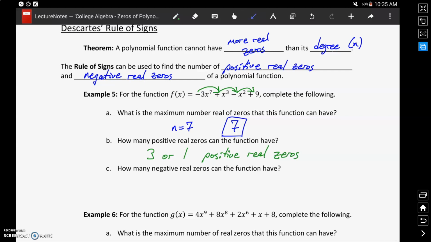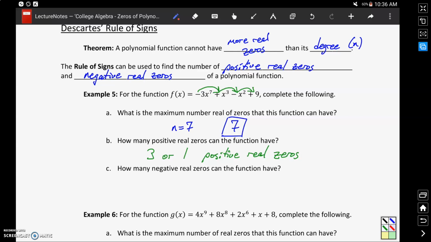In this case then, this isn't a definitive answer. We have one of 2 different possibilities, but it is something that we can check our final results against to make sure that however many zeros we come up with, we have exactly 3 or exactly 1 positive real zero. If not, we've made a mistake somewhere.